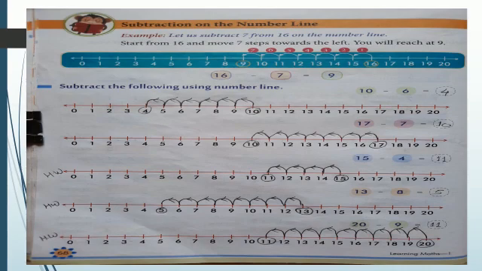Now the last topic from this lesson. The last topic is subtraction on number line. Again, this concept we have already learned in our lesson number 2, for single digit numbers. Here we are going to use this concept for 2-digit numbers. So let's see the example.